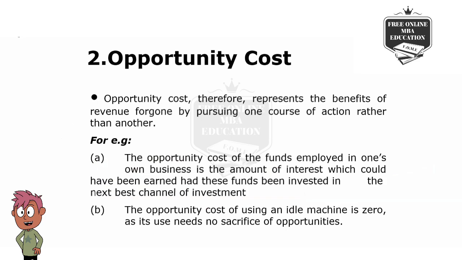So, opportunity cost therefore represents the benefit of the revenue foregone by pursuing one course of action rather than another, right? For example, the opportunity cost of the funds employed in one's own business is the amount of interest which he could have earned had these funds been invested in the next best channel of investment. So the opportunity cost of using an idle machine is normally zero, right? As if you want to use it, you may have to sacrifice some of your opportunities to do that.